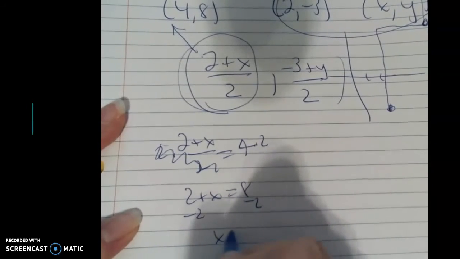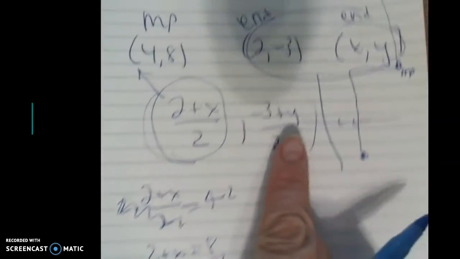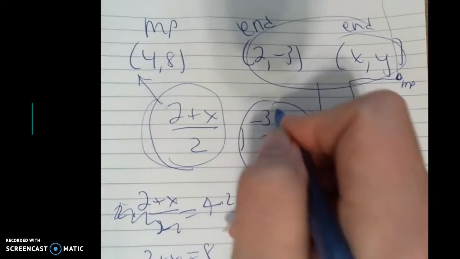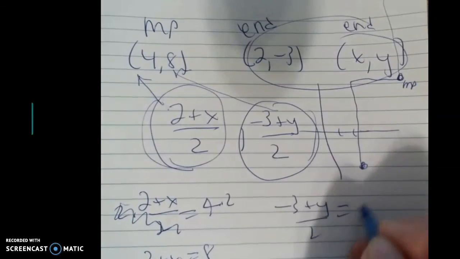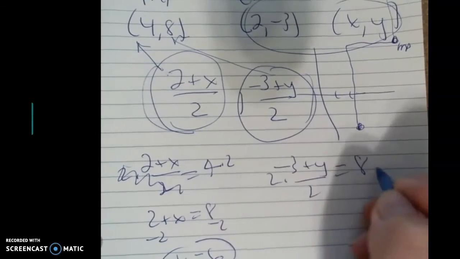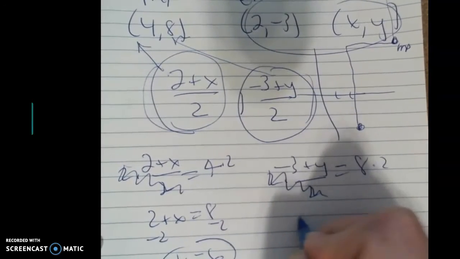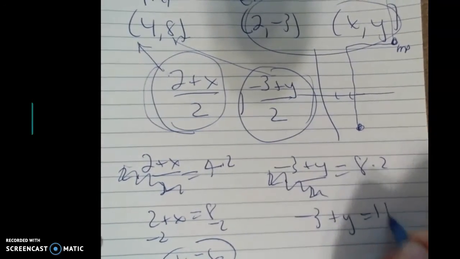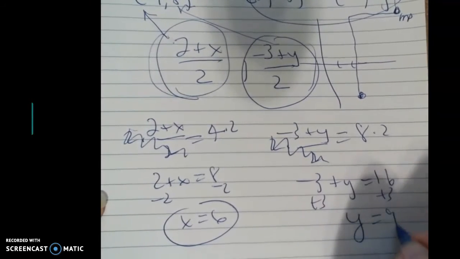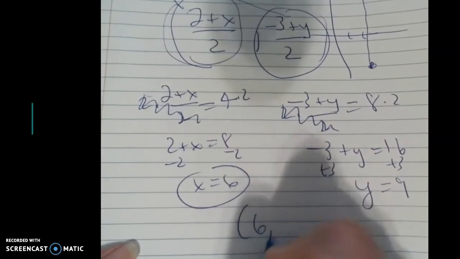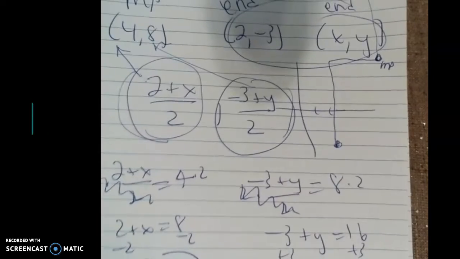Subtract 2, subtract 2. I think I get 6 for that. All right, and then this one, I know the output, the y values have a midpoint of that. So divide by 2 is 8. Double both sides to get rid of that fraction. -3 plus y equals 16. Add 3, y equals 9. So it looks like 6, 9 is that other endpoint.